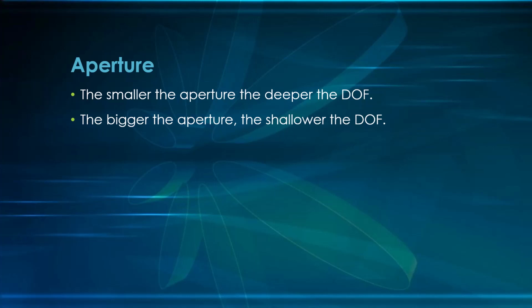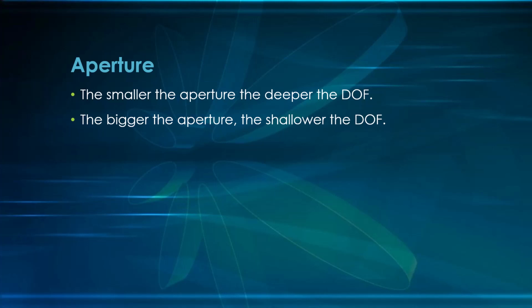Aperture. The smaller the aperture, the deeper the depth of field. The bigger the aperture, the shallower the depth of field. So when you close down an aperture, it actually increases your depth of field. You open it up, it decreases it.